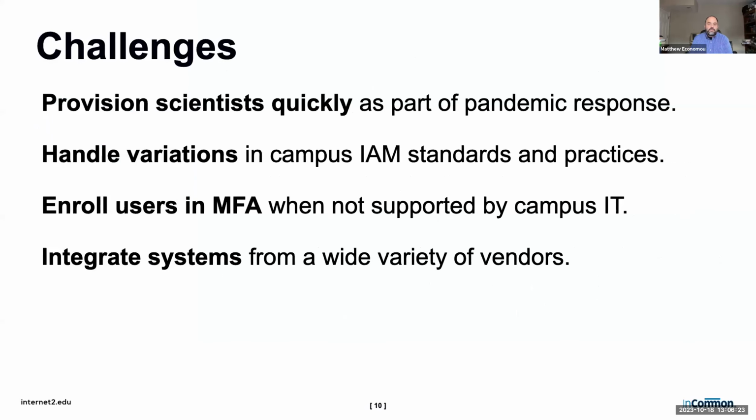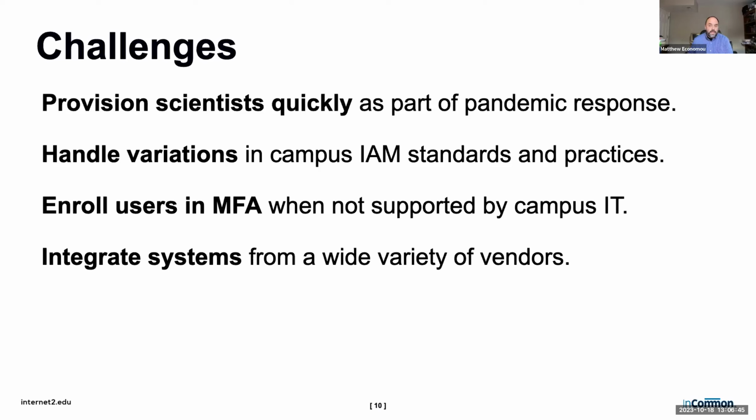To do that, though, it's not necessarily easy. We had to make sure that the solution we designed could provision scientists into systems very quickly as part of pandemic response efforts. We also found that we had to work around variations in how campus identity and access management systems operated. They are all different.